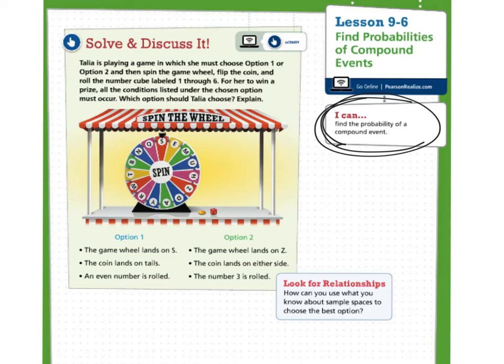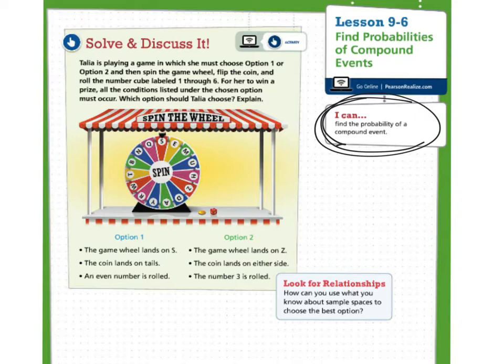Lesson 9-6, Find Probabilities of Compound Events. In this lesson, the difference between this and lesson 9-5 is that instead of just finding the number of outcomes that are possible, we're actually going to look at the probability of those outcomes occurring. Again, we're going back to that theoretical probability that you learned about in an earlier lesson. So take a look at the solve and discuss it.